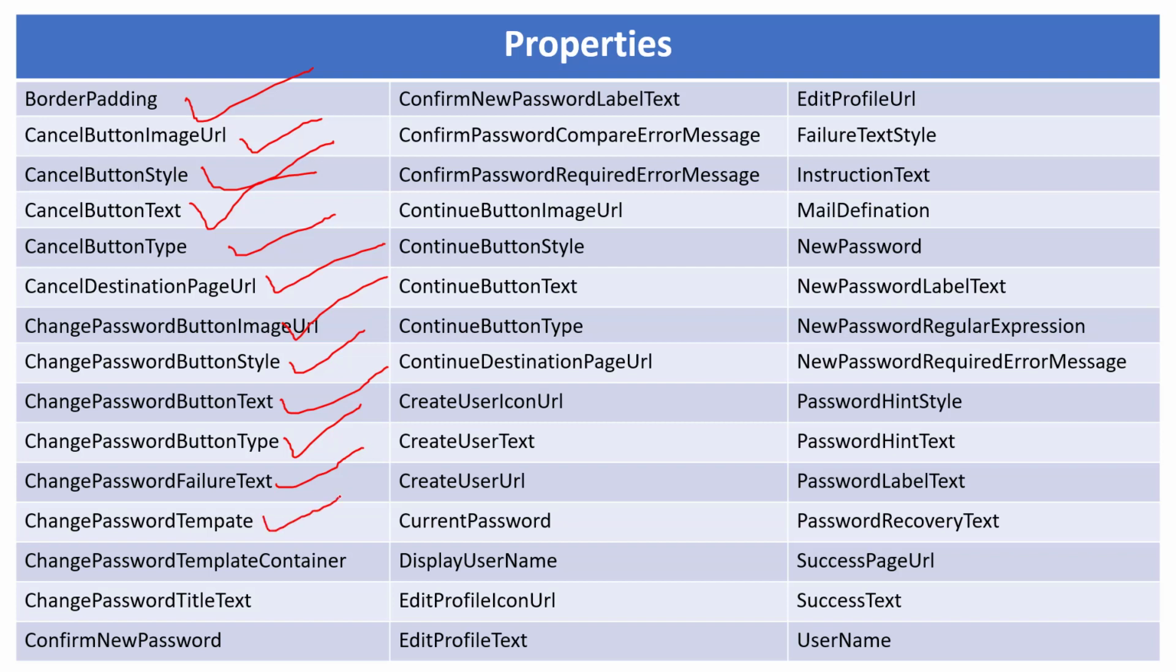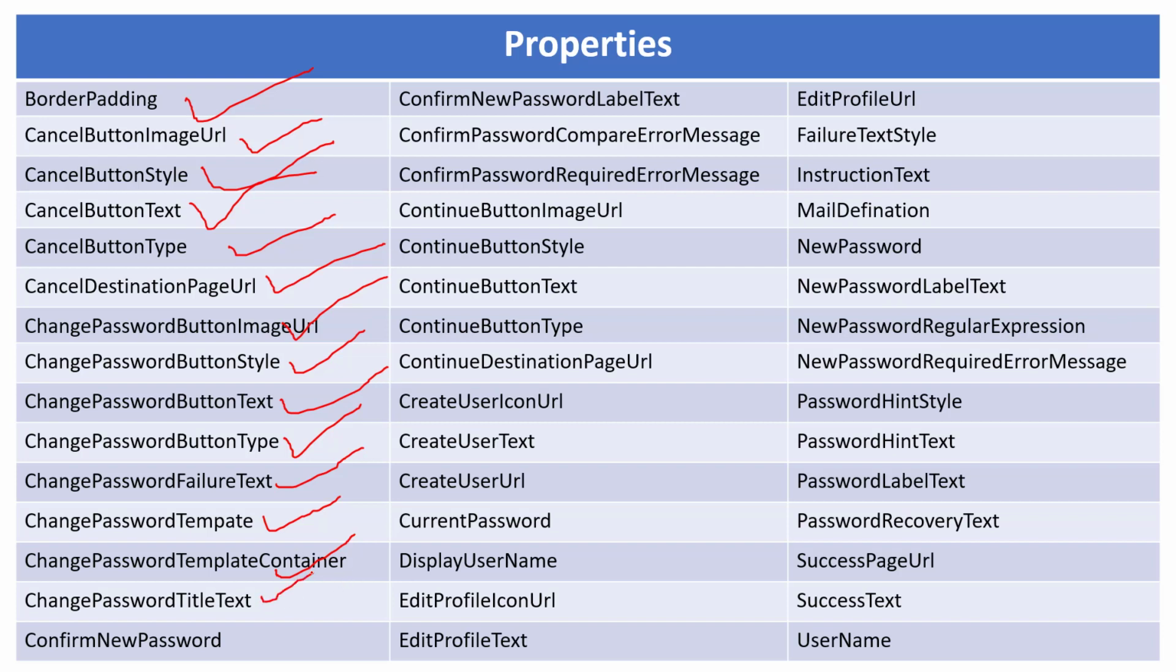Next is ChangePasswordTemplate. It is used to set or get the ITemplate object used to display the change password view on the change password control. Next is ChangePasswordTemplateContainer. It is used to get the container that a change password control uses to create an instance of the change password template.